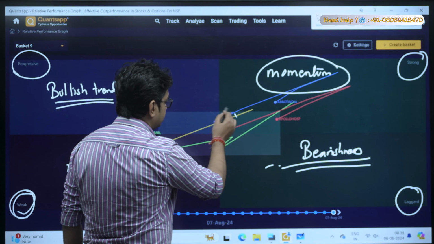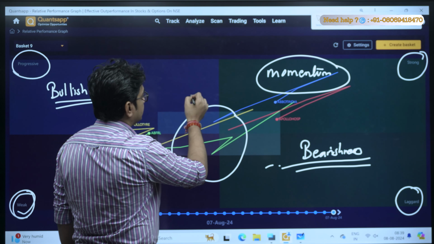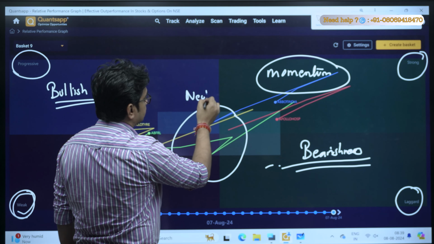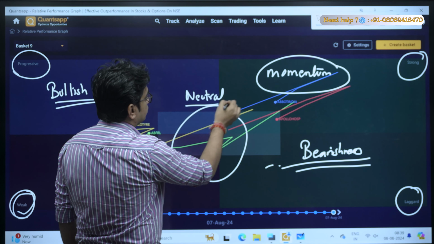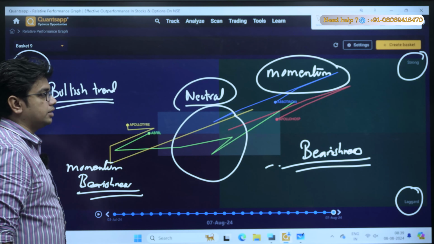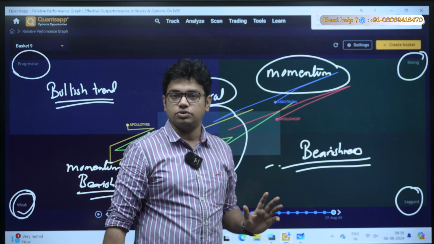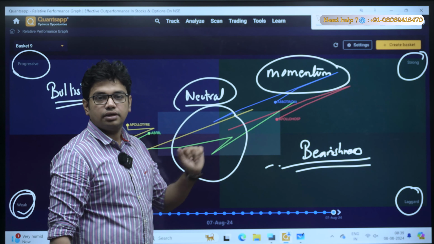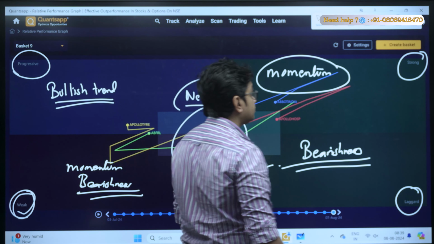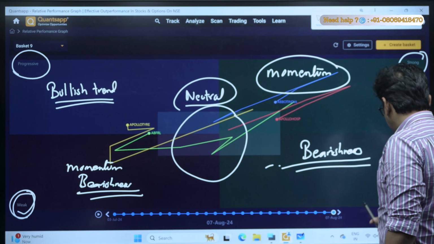Now the center one is the neutral zone. In the neutral zone I will not initiate any trade. That means the market is sideways, the particular stock is in a sideways zone. So I will not consider the neutral zone. So now everything is clear.